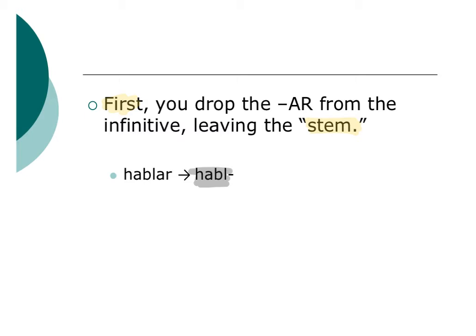But here we'll do another one. We've got cantar. Remember, that means to sing. The stem, see if you can figure it out on your own before I write it. It's cant, right? I put the dash to indicate that that's an incomplete word. We need something else after it. So this is just the first step. We're just isolating the stem of the AR verb, and we do that by just cutting off the AR. All right, let's look at the next step.